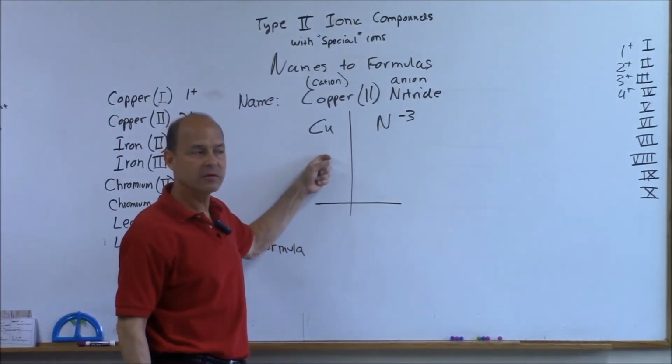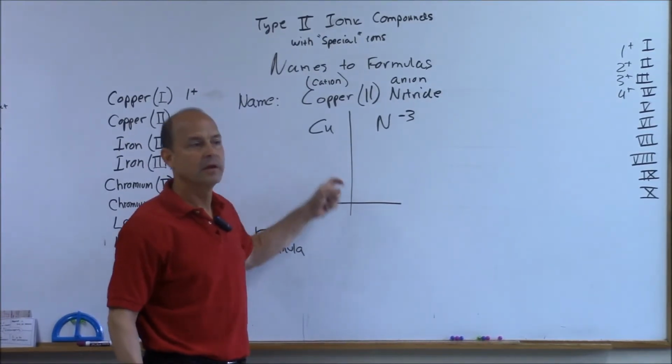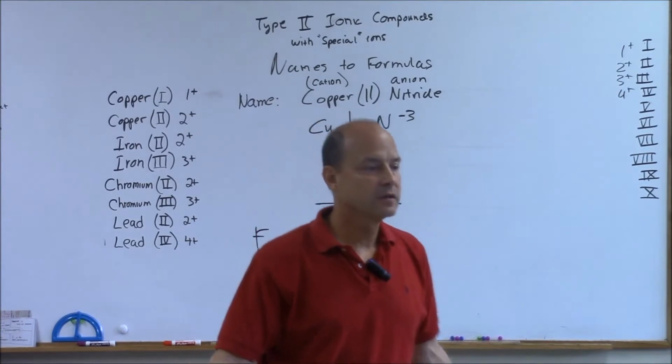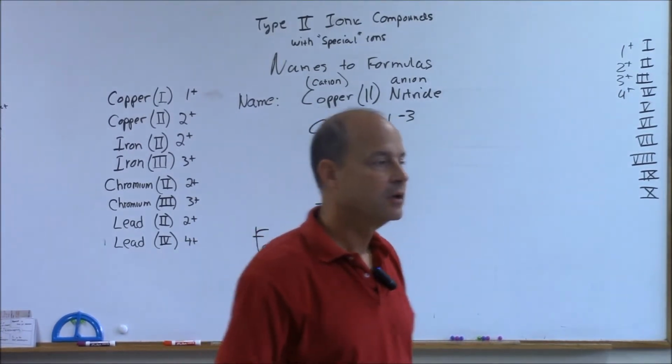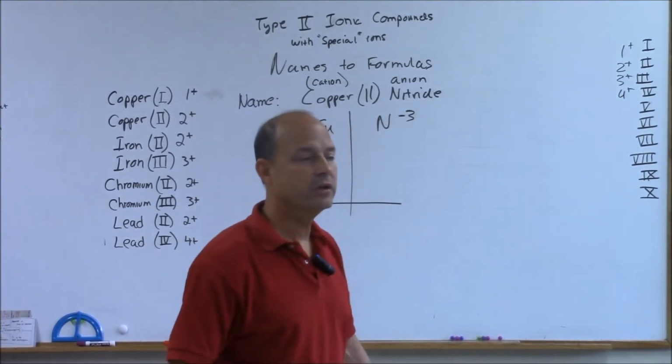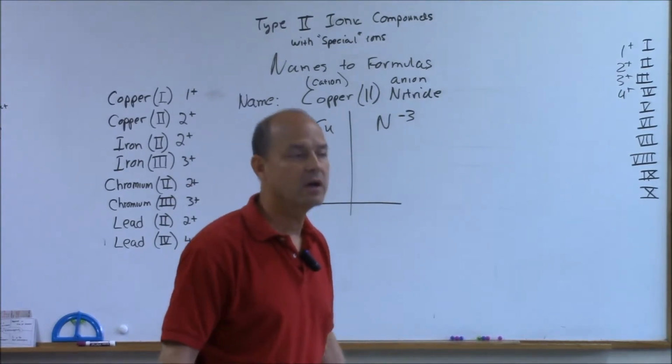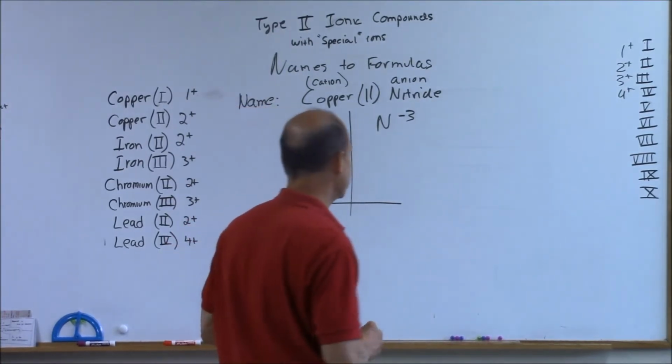What's the oxidation number of copper? 1 plus and 2 plus. We don't know, do we? There's 2 of them. We don't know. What are we going to do? You going to pick one? No. You have to be told.